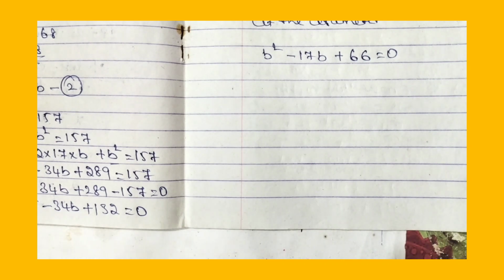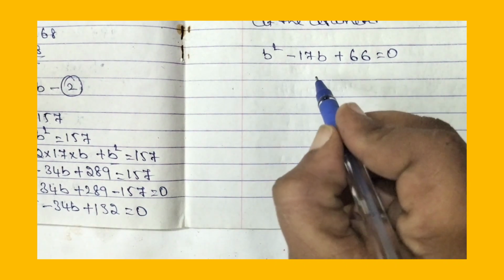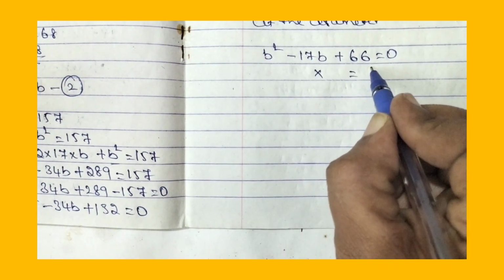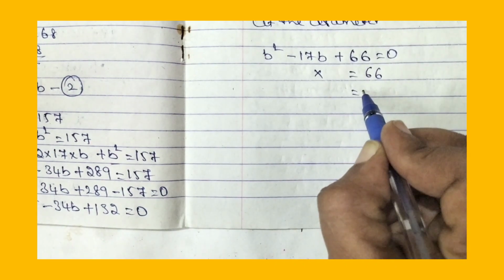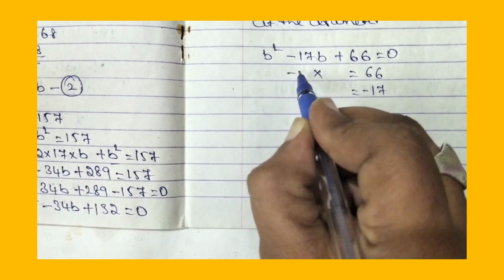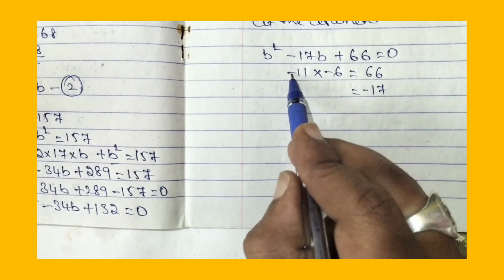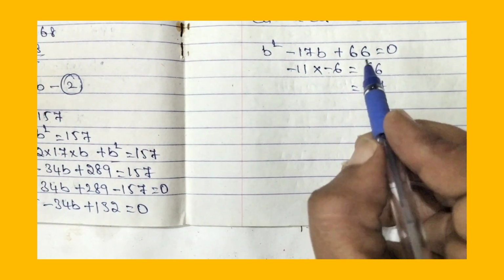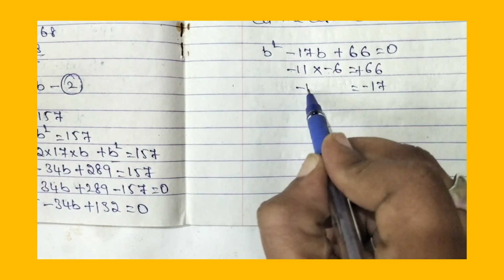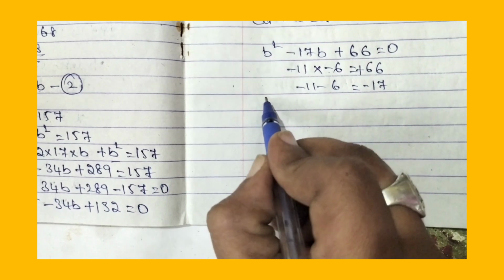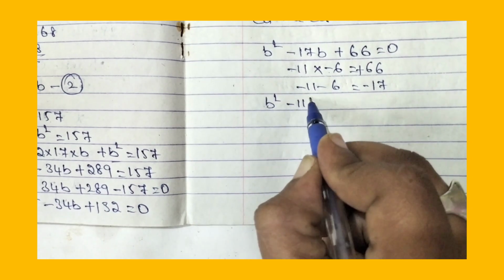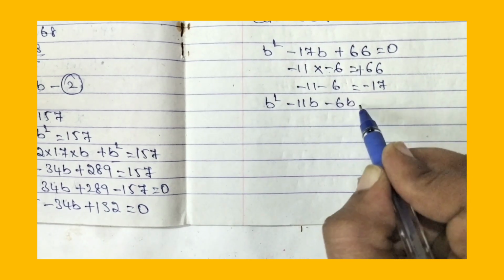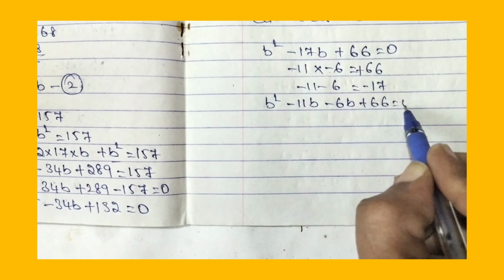If you multiply you have to get 66. If you add or subtract you have to get minus 17. Then let us see which are those two numbers. Multiply 66, add or subtract minus 17: minus 11, minus 6. Minus into minus is plus, so 11 6s are 66. Minus 11 minus 6 is minus 17. So b square minus 11b minus 6b plus 66 is equal to 0.